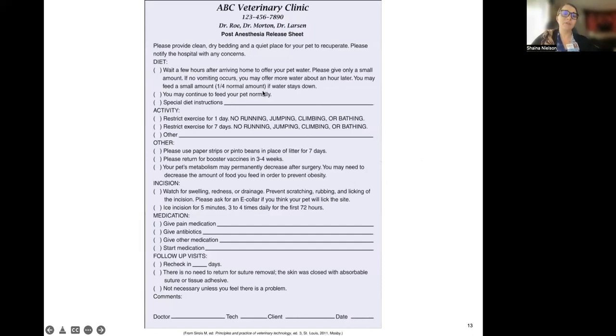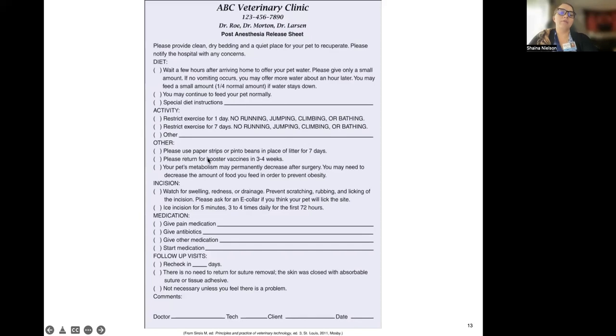So for example, for the diet, it says: do I need to wait? Can we feed my pet normally? Is there special diet instruction? Or what about the activity? Do they need to restrict exercise for a day or maybe even 7 days? And that also includes bathing too. Post-surgical, they shouldn't be bathing their pets for at least a week.